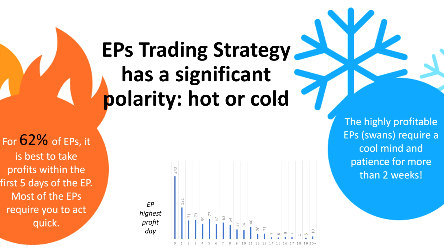Okay, and the cold strategy is the highly profitable EPs, so the swans, most likely they are here and there, like the rest of the 30%, and they require a cool mind and patience for more than 2 weeks, or most likely more than 10 days.